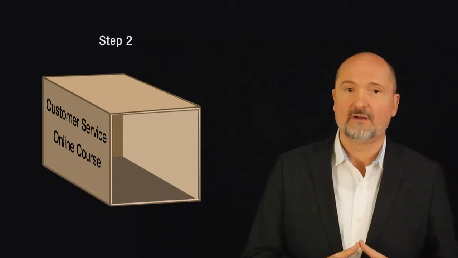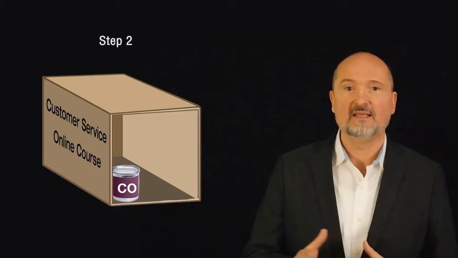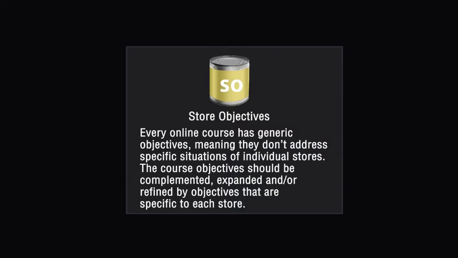Following our metaphor, we put our course objectives can in the box. Third step, store objectives, SO. Every online course has generic objectives, meaning they don't address specific situations of individual stores. The course objectives should be complemented, expanded, and/or refined by objectives that are specific to each store.